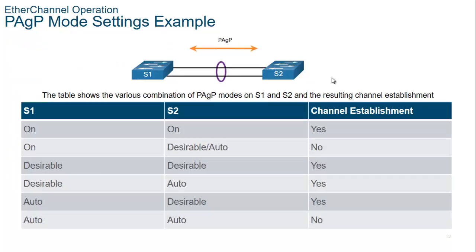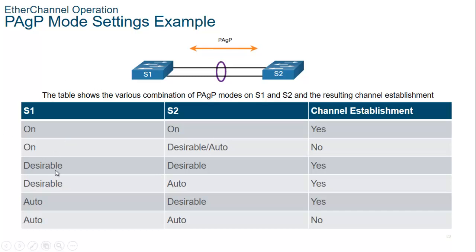So there are certain mode settings examples that will lead to channel establishment. For example, we have two switches here, S1 and S2. If the mode in S1 is on and the mode in S2 is on, a channel can be established. If the mode in S1 is on and the mode in S2 is desirable or auto, no channel is established because there is no packet exchange. There is no negotiation because on does not negotiate.